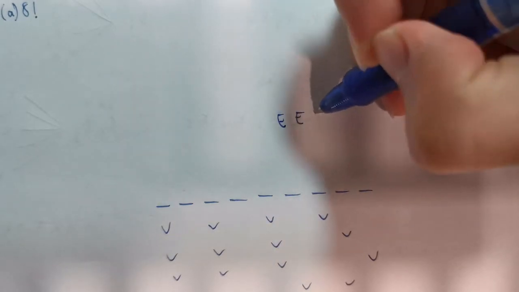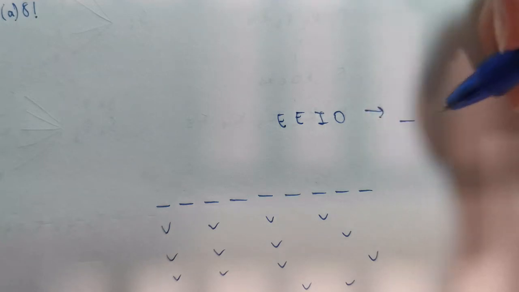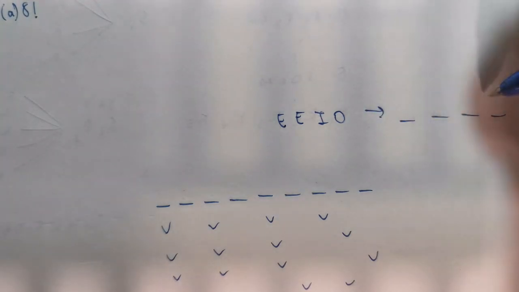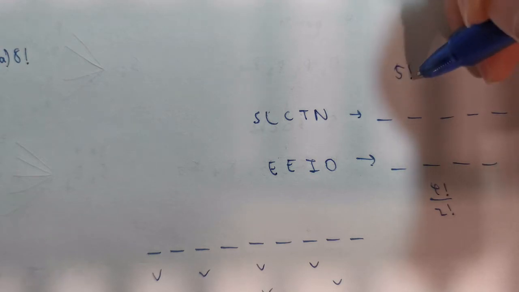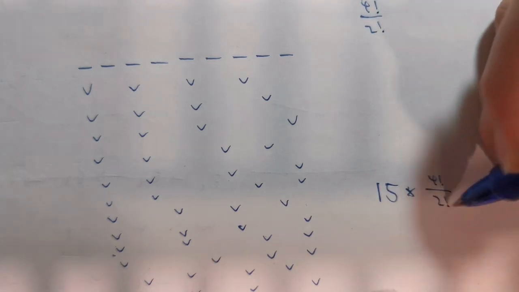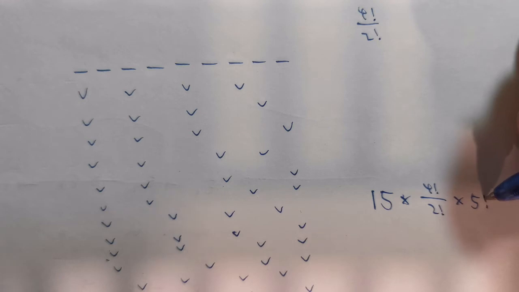Then within each vowel slot, you are arranging the letters E, I, and O. So you are arranging them in each of the 4 vowel slots. The number of ways to do this is 4 factorial over 2 factorial, since there are 2 repeated letter E's. Then afterwards you put the 5 consonants in the remaining slots. The number of ways to do this is 5 factorial, which you already learned before. So the total number of ways is 15 times 4 factorial over 2 factorial times 5 factorial, which should give you the correct answer.